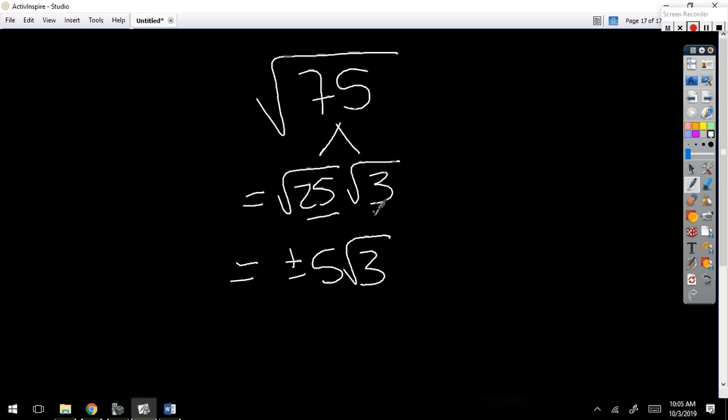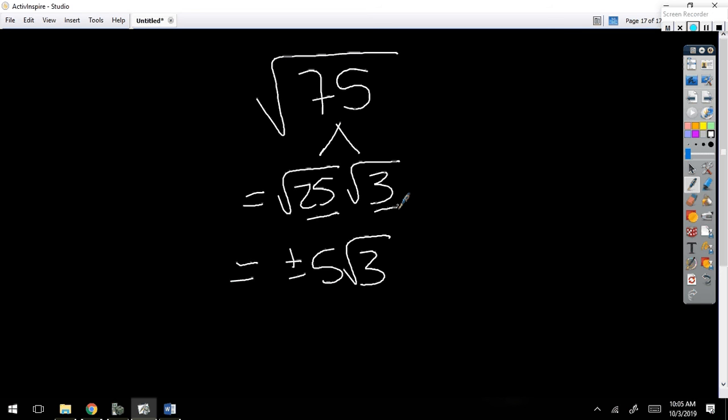No, 25 times 3 is 75. It just can't be divisible by another perfect square. And that's how, if you can be, then you keep going with the process. Correct, you need to do it again.